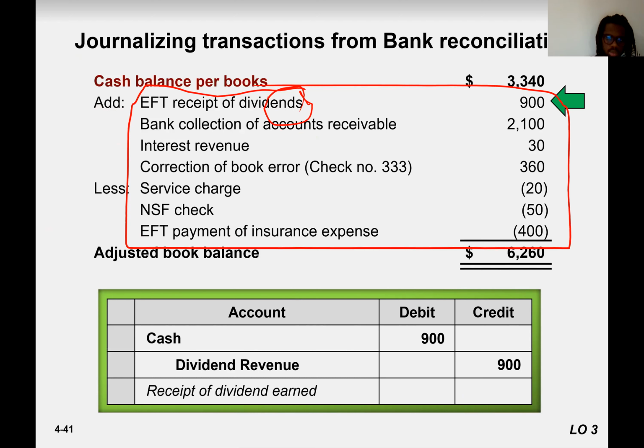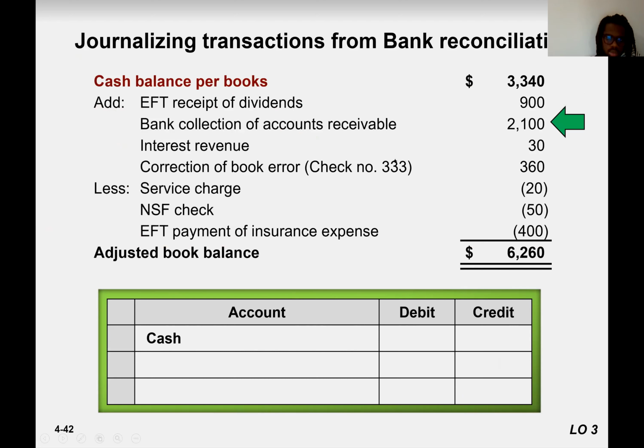So revenue is a part of owner's equity. Owner's equity increase, credit. So our entry is perfect. Account receivable 2100 we receive, cash increase, account receivable decrease.